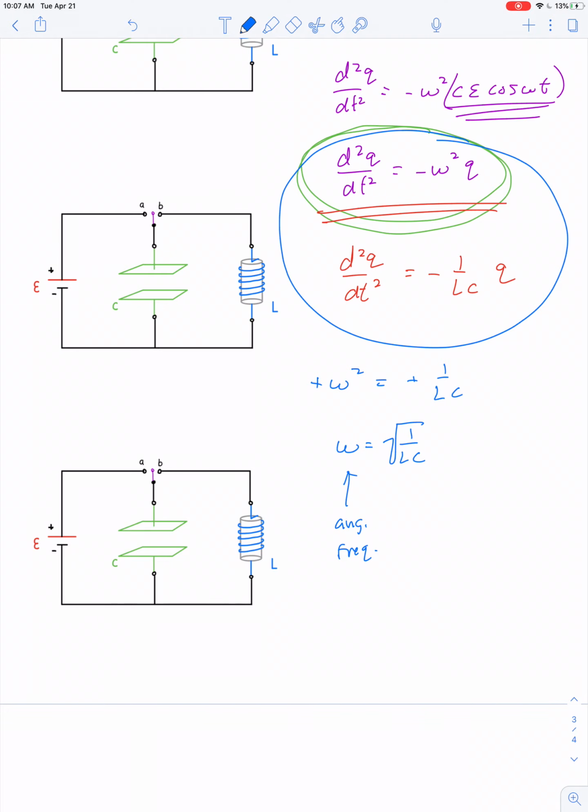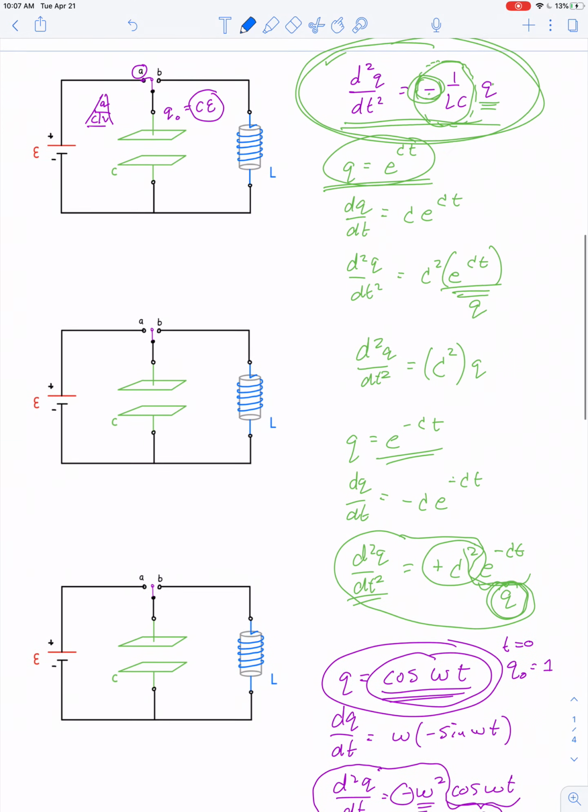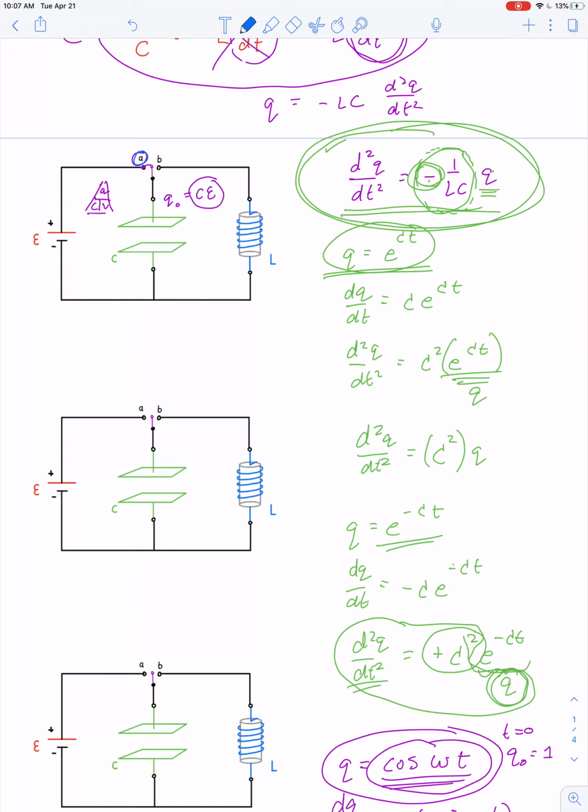And if we're right about this, moving the switch into position A to initially build up a charge of CE and then flipping the switch to position B to allow the capacitor to discharge through the inductor causes it to oscillate, so that initially the charge is positive on the upper plate and negative on the bottom plate, and then the charge goes to 0, and then it becomes positive on the bottom plate and negative on the top plate, and the charge goes back to 0, and then we go through a full cycle where we return to the initial condition where it's positive on the upper plate and negative on the bottom plate.